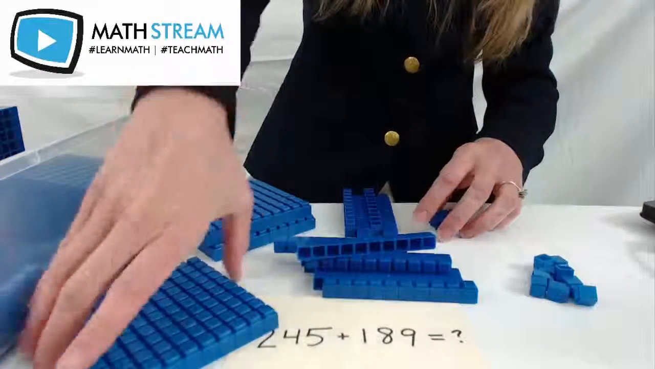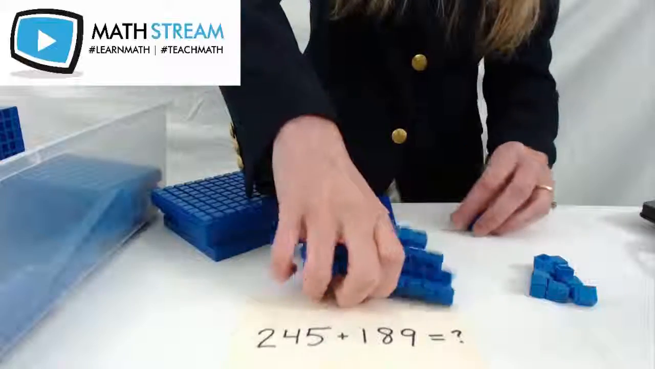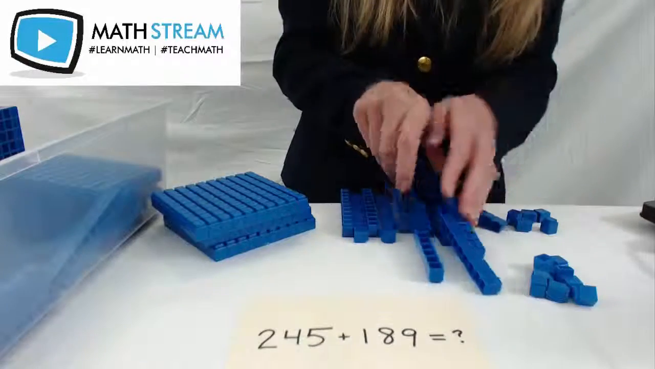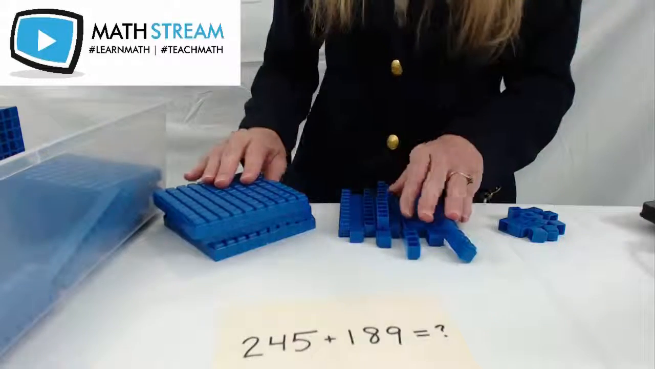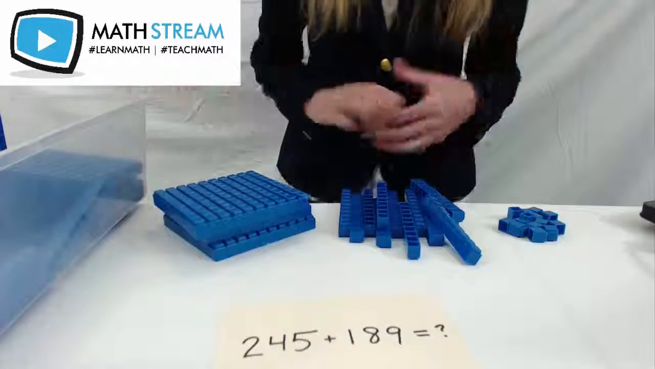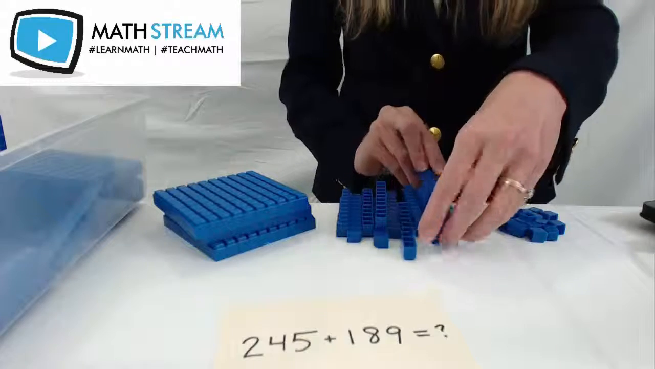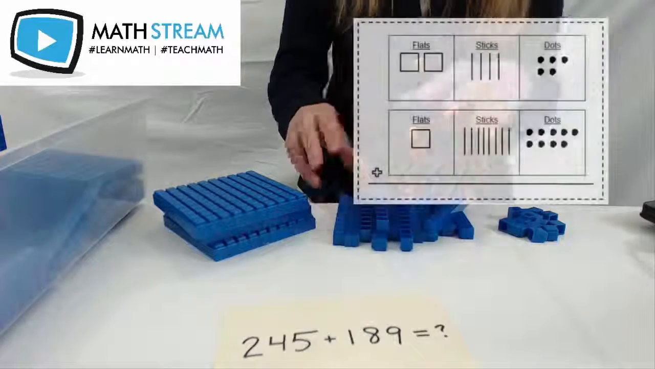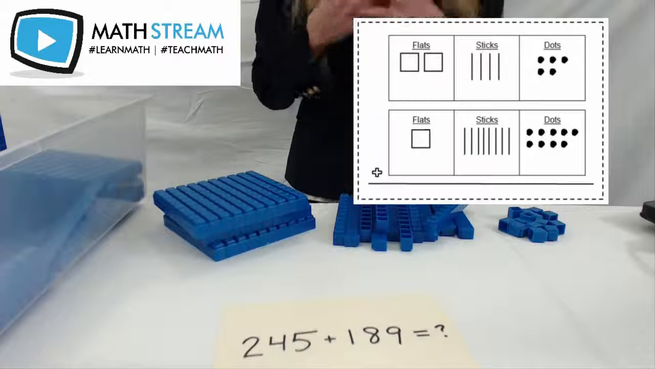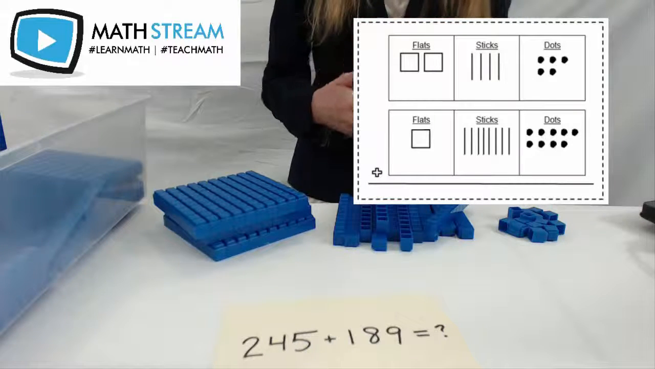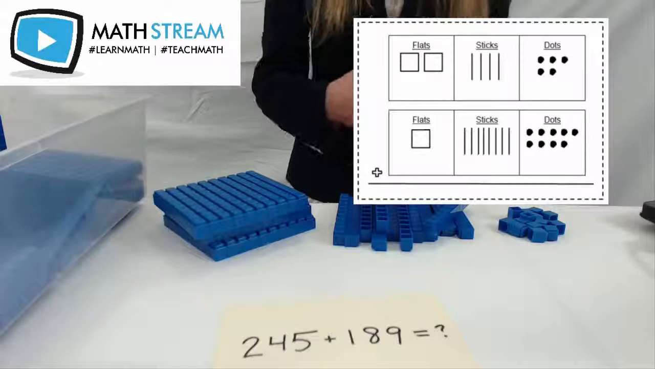So we're going to take all of the hundreds and put them together, all of the tens and put them together, and then take all the ones and put them together. So this is our answer. This is our solution in a sense. And you can see right now on your screen, this is the concrete. Now you can see the picture of the representation, which is what students would write down as flat, sticks, and dots on their paper.